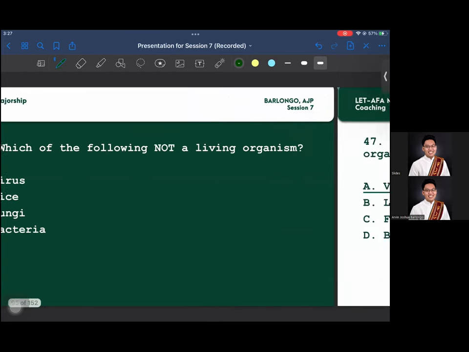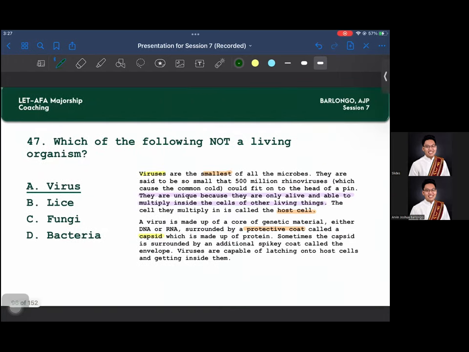So the answer for this one is actually virus. A virus is not a living organism because it needs a host para maging effective siya. Viruses are the smallest of all the microbes. They are said to be so small that 500 million rhinoviruses, which cause the common cold, could fit into the head of a pin. So sobrang liit nga nila.